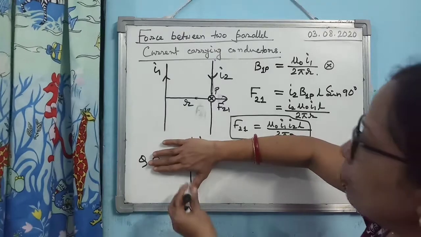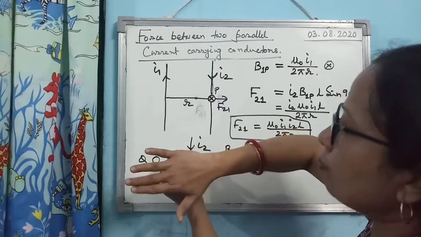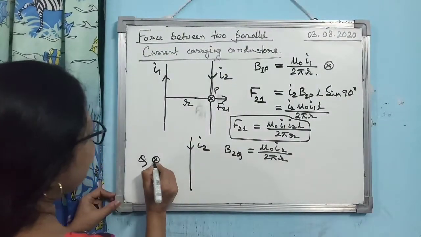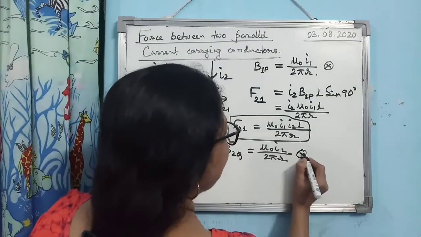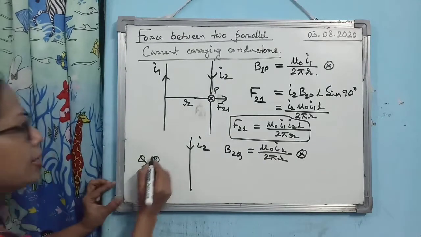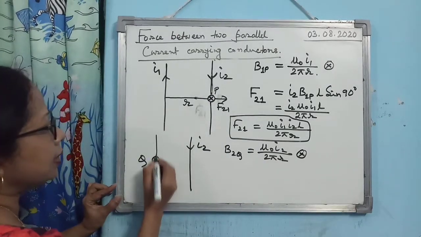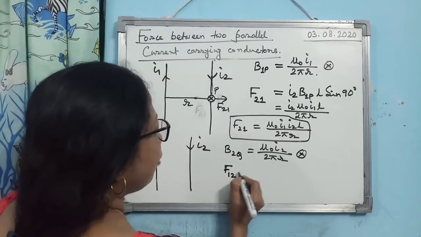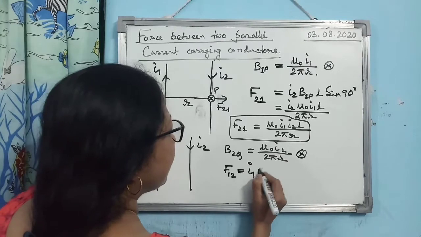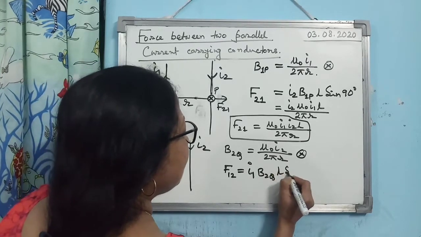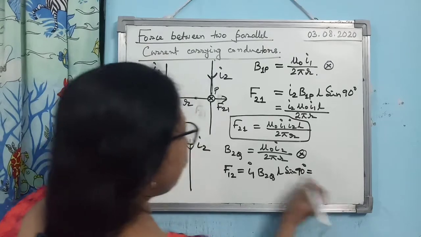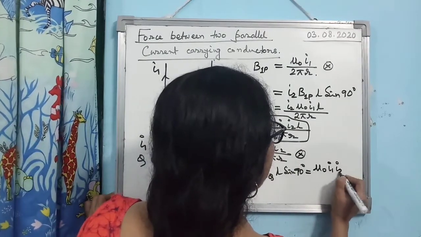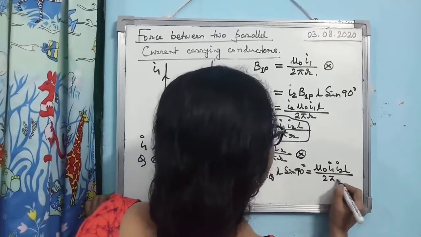So you see, now if I draw the perpendicular on my palm, it will be in the inward direction. So in this case, what will be the direction of the magnetic field? In the inward direction. Now when you are placing the current carrying conductor I1 here, what will be F12? It will be I1 B12Q L sine 90 degree. So if you substitute the values of B2Q, it is coming mu 0 I1 I2 L by 2 pi R.